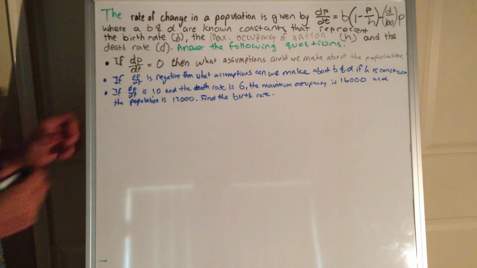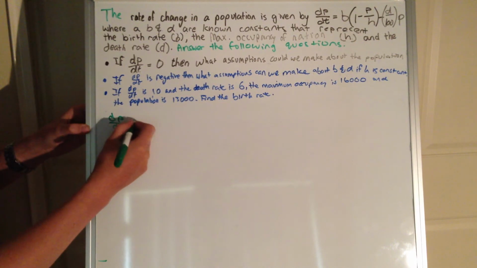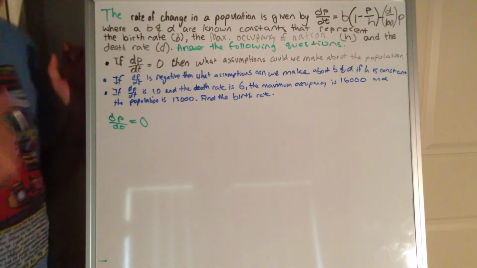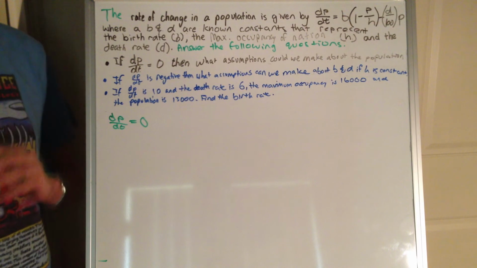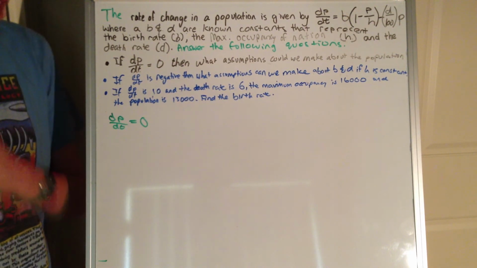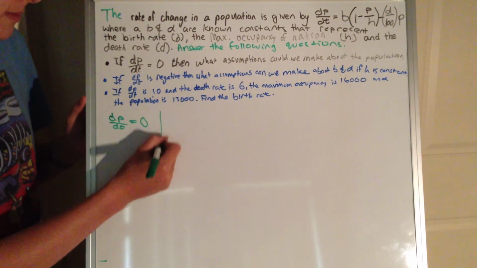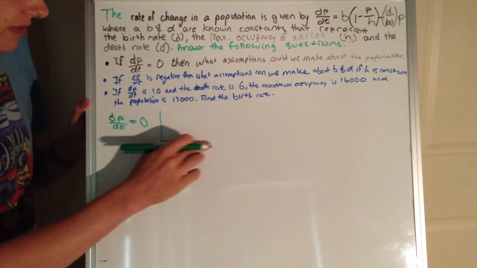Answer the following questions. So if the dp over dt equals 0, what assumptions could we make about the population? Okay, so let's think about it. The dp over dt equals 0. What does that actually mean? Well, it means that for the change in the population divided by the change in time, there's going to be no difference.